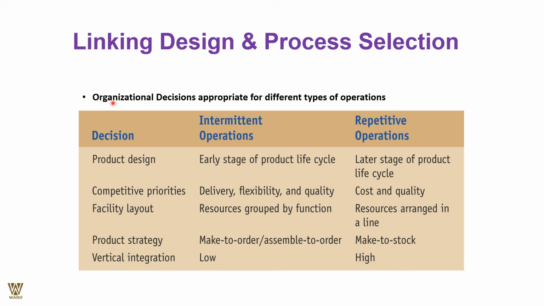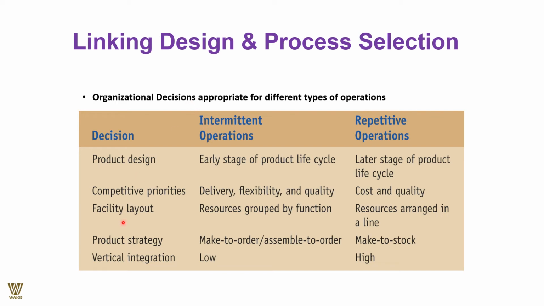So let us understand the organizational decisions regarding intermediate operation and repetitive operation. In the decisions of product designing, it's an early stage of the PLC. A product life cycle is intermediate operation, but repetitive operations are a late stage of the product life cycle. So it's almost a standard thing. In terms of competitive priorities, we are looking at delivery, flexibility, and quality as far as intermediate operations are concerned. But in repetitive, only two factors: cost and quality. Here, in intermediate operation, everything can go for a toss. We can look at delivery, flexibility, quality, customizations, and so on and so forth.